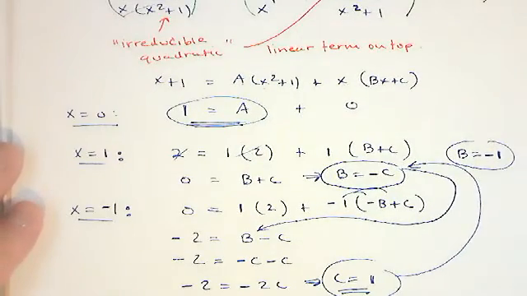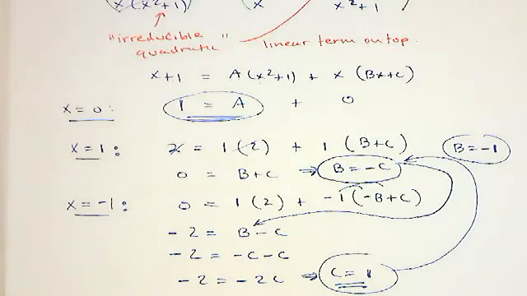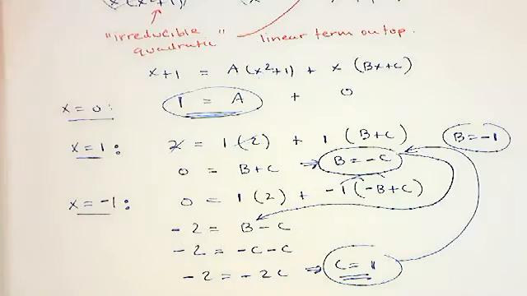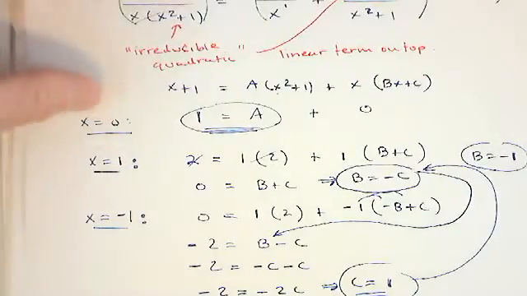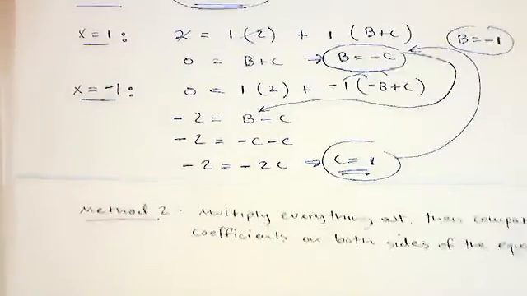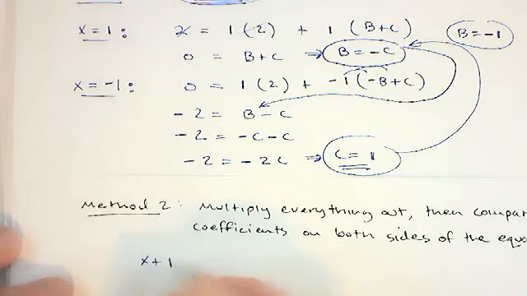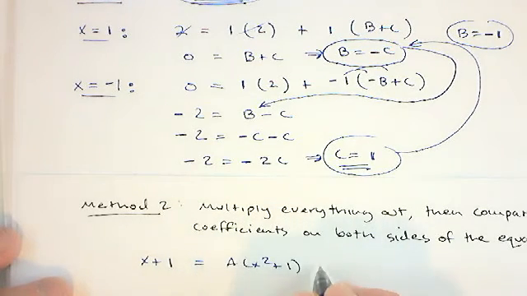There we go. Okay. Now, at this point, I want to show you there's another method that we could have used. And it's worth knowing this method. Okay, so we've got a, b, and c. We'll finish off the integral here, but let me talk about the second method we could have done, which you should be familiar with. The second method involves multiplying everything out. So what I mean is, if we pick this back up where we had x plus 1 equals a times x squared plus 1 plus x times bx plus c.